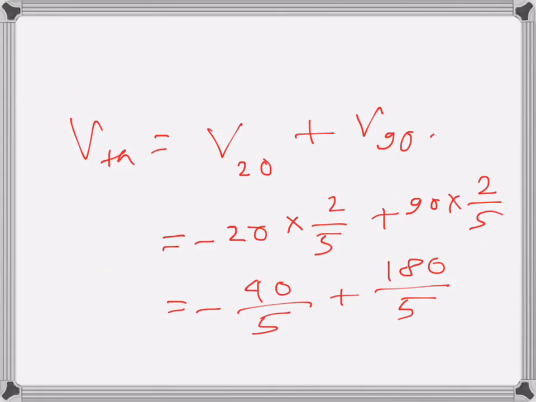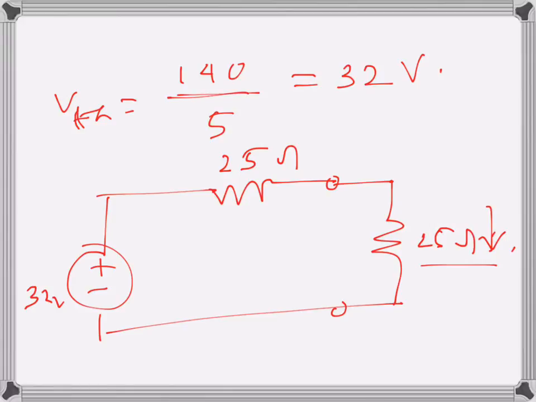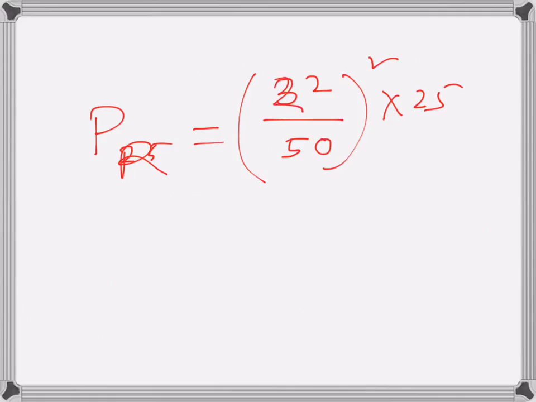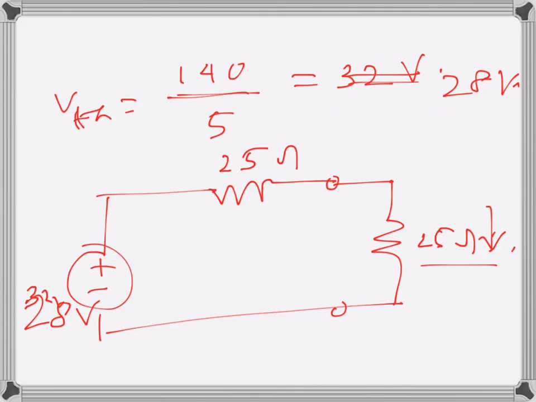Actually there has been a bit of a mistake. 140 divided by 5 is actually 28. Sorry about that. So that's 28 here. This one will be also 28 volts. So that's 28 here, not 32. 32 would be 32 times 5 is 160. Sorry about that. So this is 28. 28 over 50, because the Thevenin's voltage is actually 28, not 32.